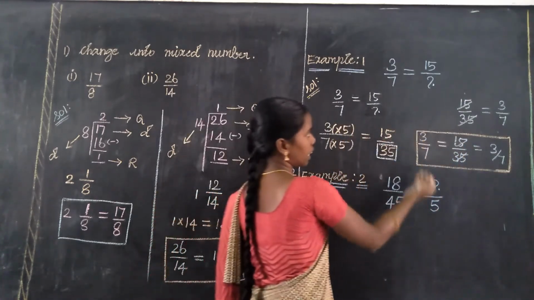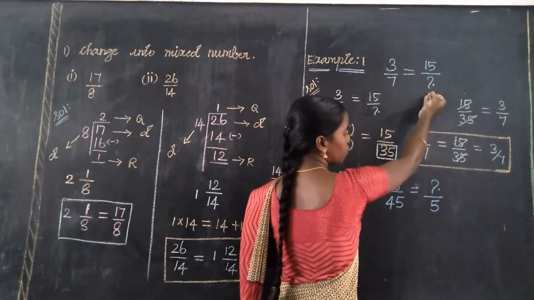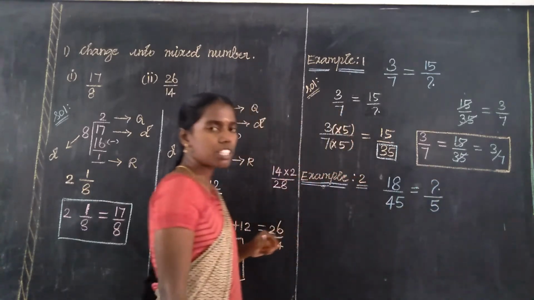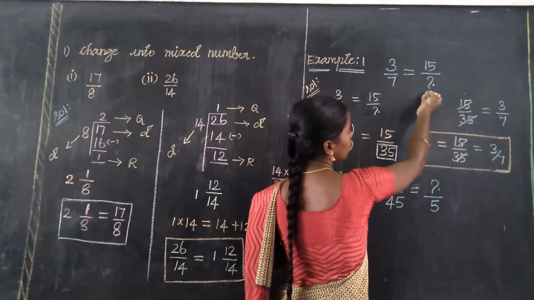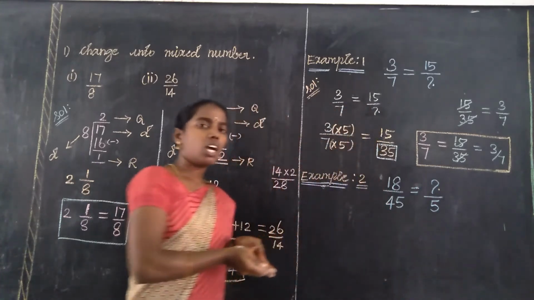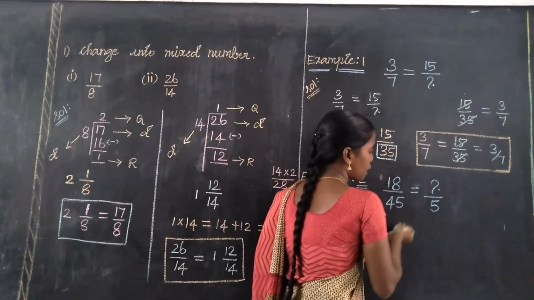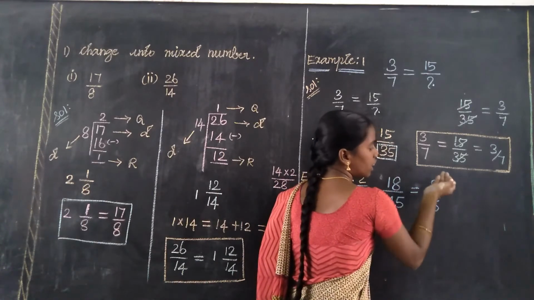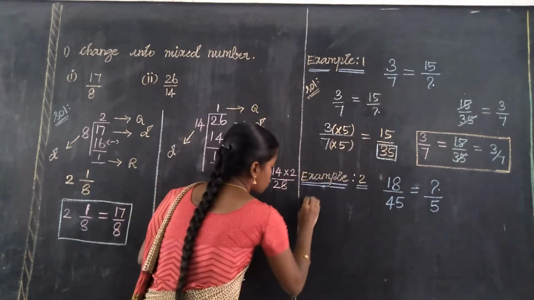Example 2. First compare to example 1. Here this is the denominator value and this is the numerator value. Find out this numerator value. The same procedure: for the denominator we use multiplication, and for the numerator we use division. See, the first number on the LHS is 18 divided by 45, which is equal to question mark divided by 5. Is it? Then the solution.